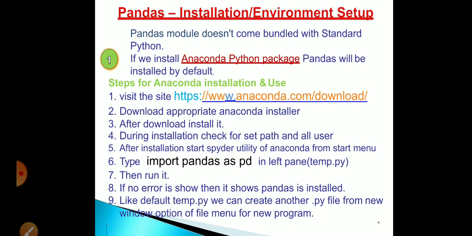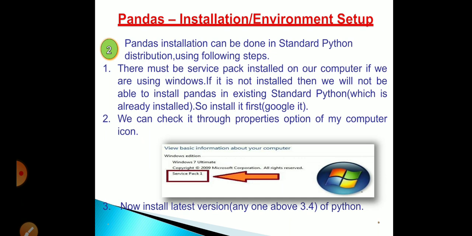Like the default temp file is .py. We can create another .py file by using the new window option of the file menu for a new program. Next is the second method, by which pandas installation can be done in a standard Python distribution using the following steps. First, whatever Windows we are using, it should have service pack 1. If you don't have service pack 1, then your Python could not run in your system. So before installation you should check that your Windows is not pirated.